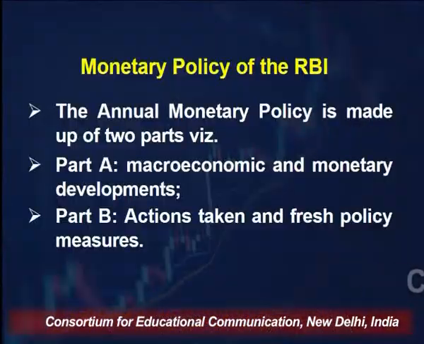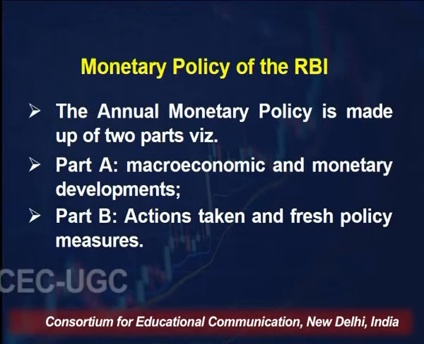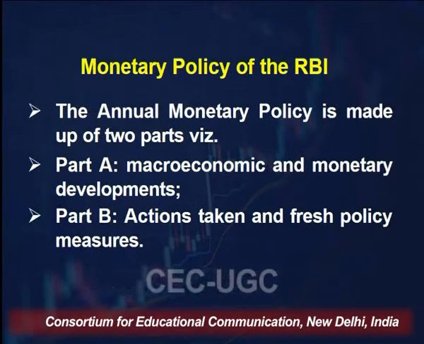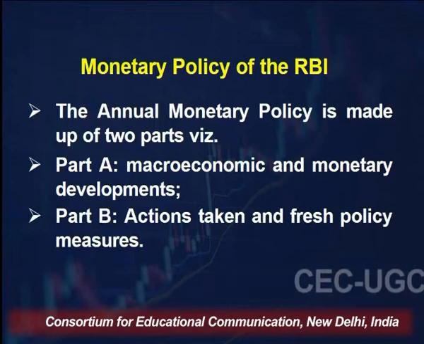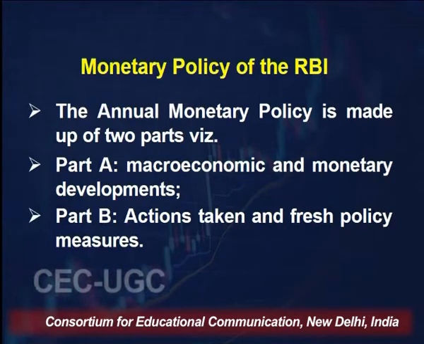The annual monetary policy is made up of two parts. Part A covers macroeconomic and monetary developments. Part B covers actions taken and fresh policy measures adopted by the Reserve Bank of India. Now, the monetary policy of the RBI deals with almost all other vital topics such as financial stability, financial markets, interest rates, credit delivery, regulatory norms, financial inclusion and institutional development, etc.